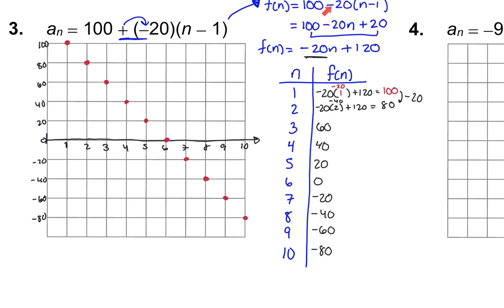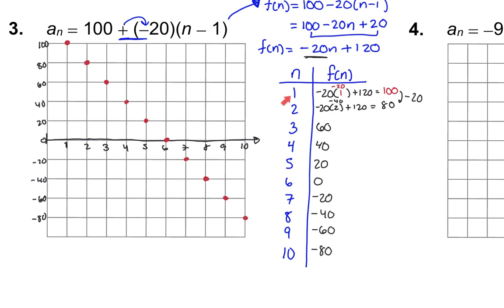Okay, then you're going to multiply the negative 20. So negative 20 times n is negative 20n. Negative 20 times negative 1 is positive 20. You're going to combine like terms, and you're going to get negative 20n plus 120. And this is your function. And again, like last time, they're asking us to find the first 10 numbers. So 10 points, that's why I have 1 through 10.